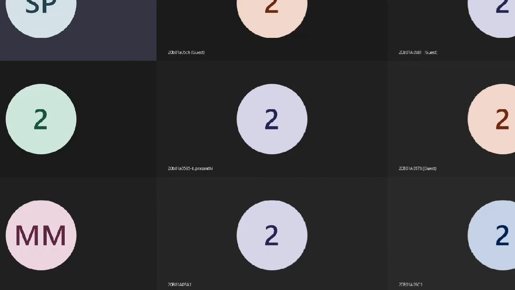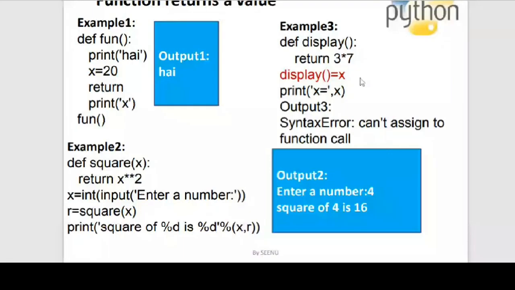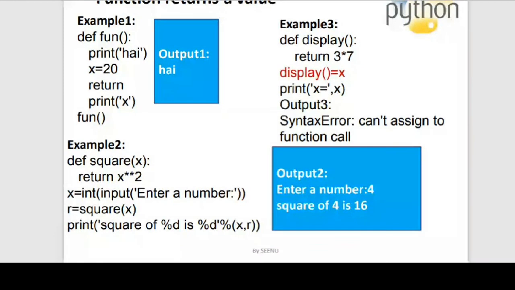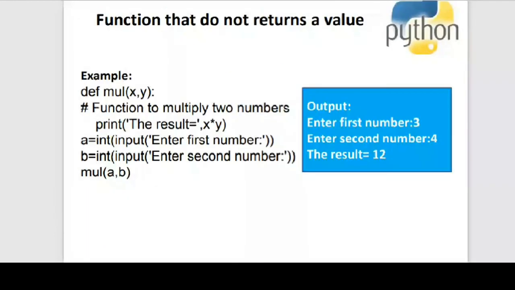So these are the programs that I already explained to you: saying that function call is equal to x and all this is an error. Putting return before some statements is also not an error, but it has no meaning. Being programmers, you always have to keep that in mind. Here I'm not returning anything, I'm just printing the result in mul itself.